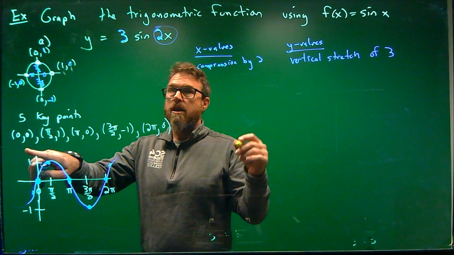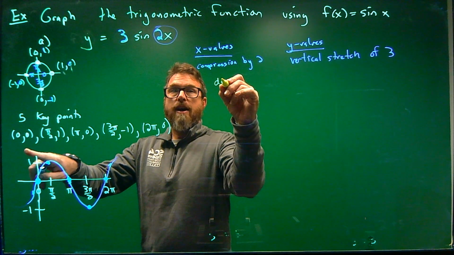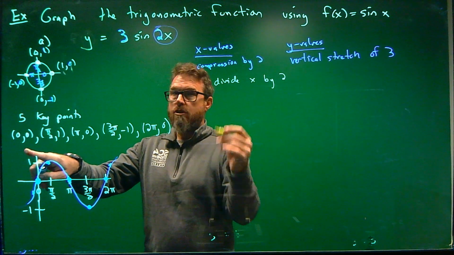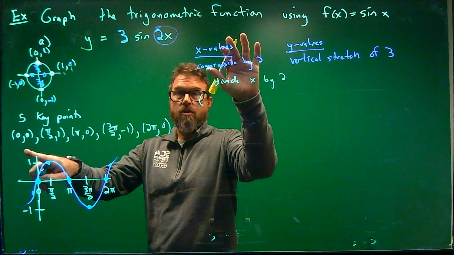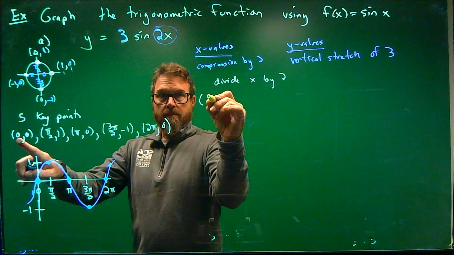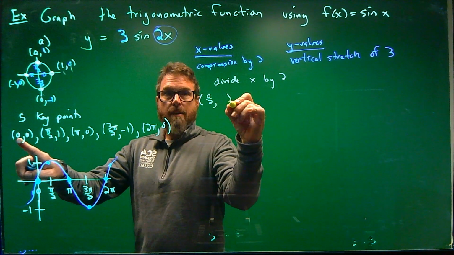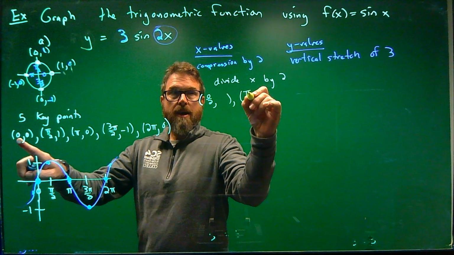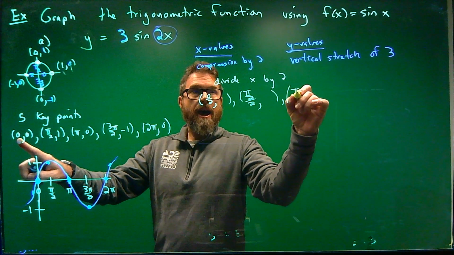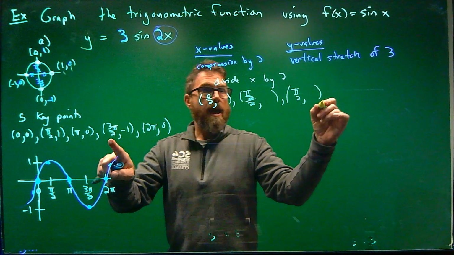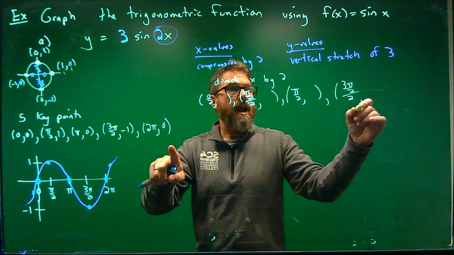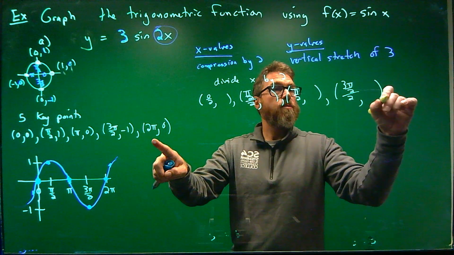So let's start here. So we know that for this particular point, I'm going to have to divide x by 2. So let's just do that to the x coordinates, because remember, this is only going to handle the x's, these will do the y's. So let's do the x's first. So 0 divided by 2, comma, we'll worry about the y's in a second. We're going to have pi over 2 divided by 2. We're going to have pi divided by 2. We're going to have 3 pi over 2 divided by 2. And then finally, we're going to have 2 pi divided by 2.